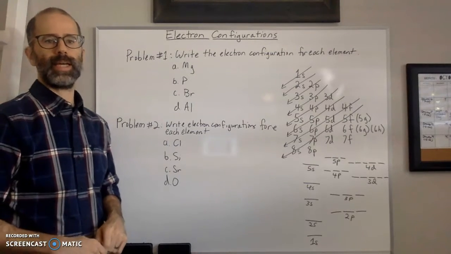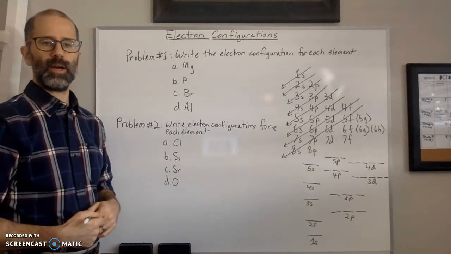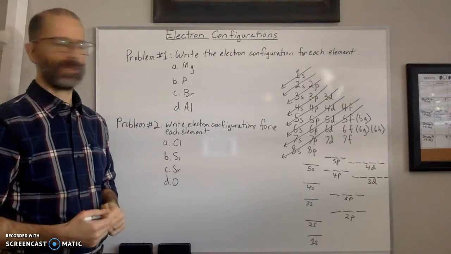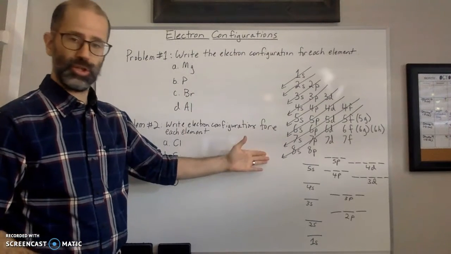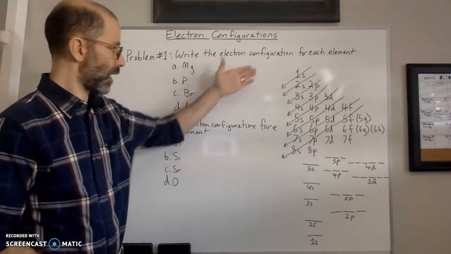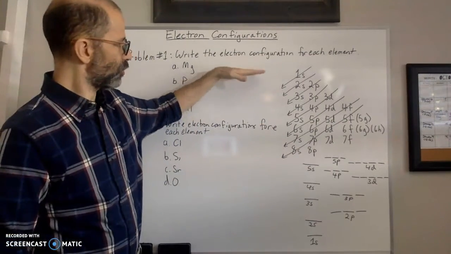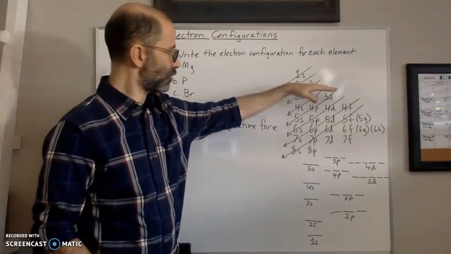I'm Mr. Cobalt, and in this video I'm going to go over a couple of problems where you're asked to give the electron configuration of various elements. And so what I have here is the chart that you can use if you can memorize this. It's pretty easy to set up. Again, you're just setting up in rows the different sublevels of each energy level.